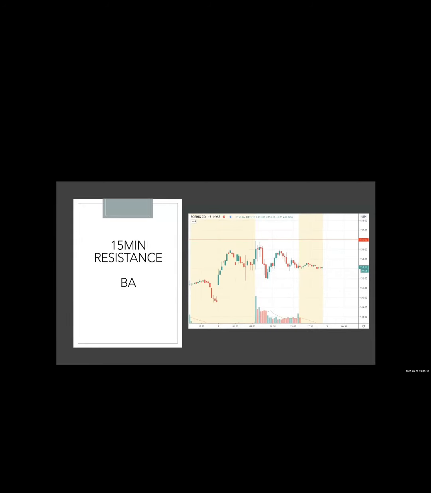15-minute for BA, 156. Like I said, it doesn't have to touch that level exactly. I mean, it went up to like 155.80, something like that, but it did reject it twice. So that's a really nice level that you would want to be looking for the next day on market open.